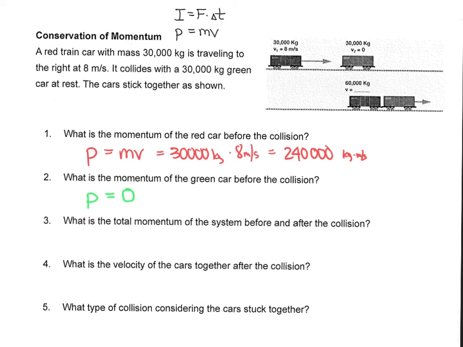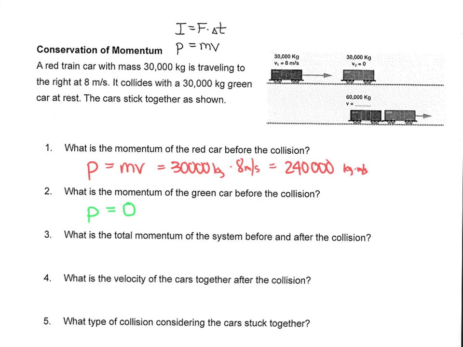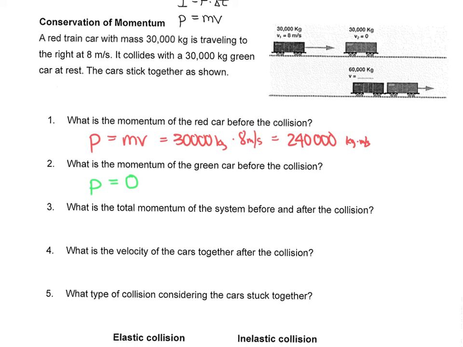All right, what's the total momentum of the system before and after the collision? That's all in one question. So, careful, everybody. The momentum before is just the sum of the momentum of both cars, right? So I've got to take 240,000 plus 0, and that'll give me the momentum before. So I can write that as 240,000 units of momentum, or kilogram meters per second.